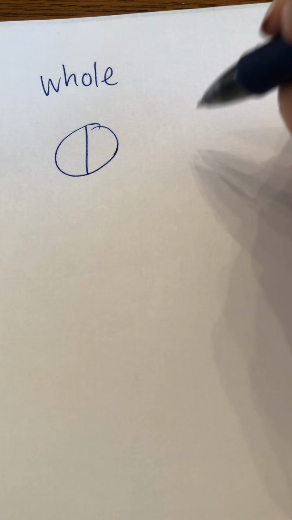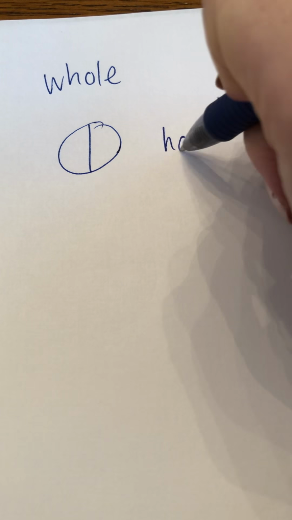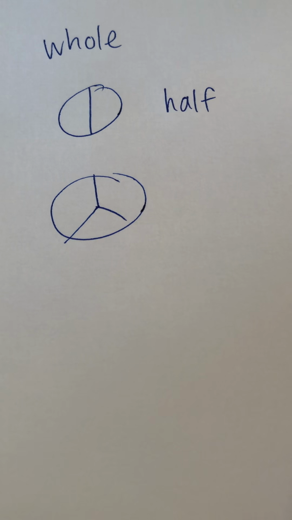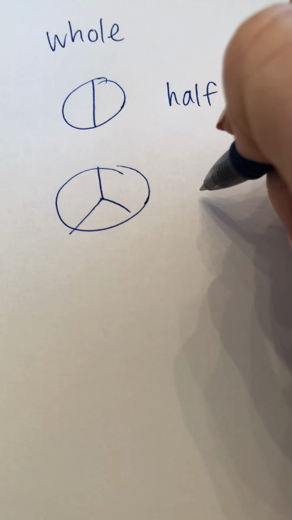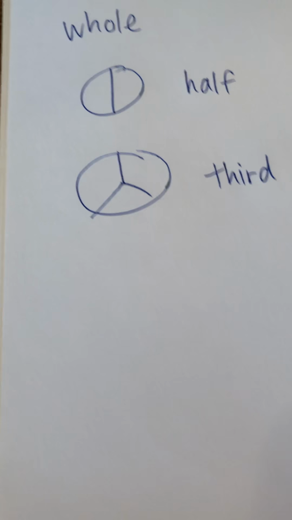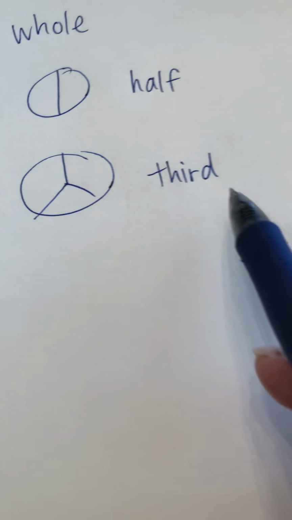So, a whole pizza, we say like this, like the whole thing. Okay? If we had a pizza that was cut in half, so it was cut into 2 parts, both of those parts would be called halves, and one of those parts would be called a half. If we had a pizza cut into 3 parts, each one of those parts would be called a third. So here we had 2 pieces, 3 pieces, and each piece is called a third.